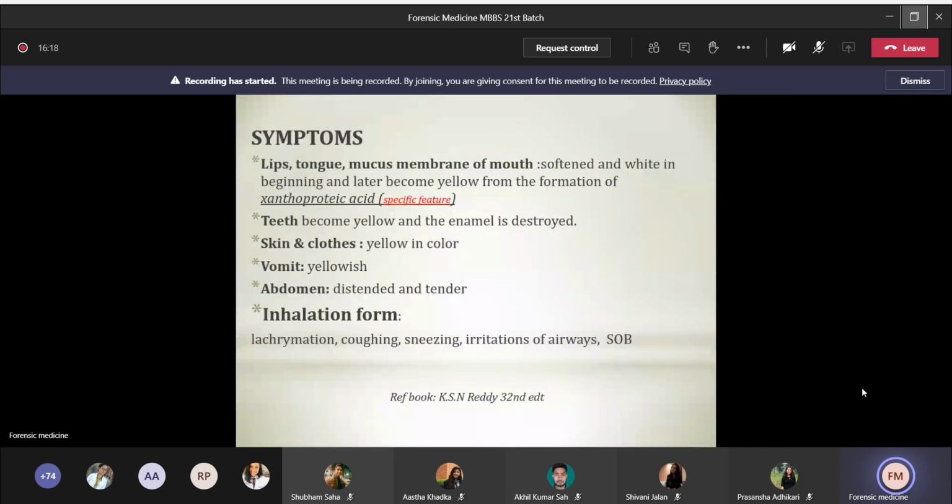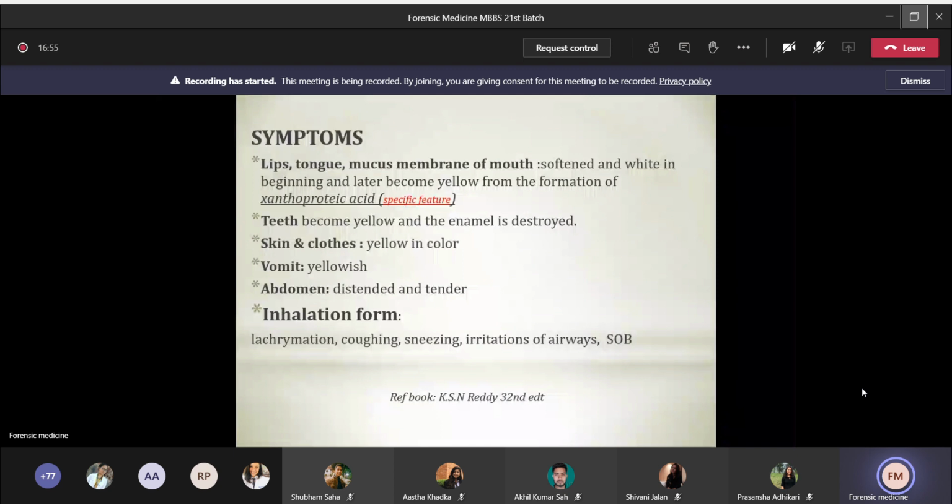Now the symptoms. Lips, tongue, and mucous membrane of the mouth will appear soft and white in the beginning, and later on will turn yellowish in color, and that is due to the formation of xanthoproteic acid. So when nitric acid comes in contact with the tissue, there will be the formation of picric acid, and the formation of the picric acid will produce a yellowish color, and that is called the xanthoproteic reaction. That is one of the specific features you will see in nitric acid.